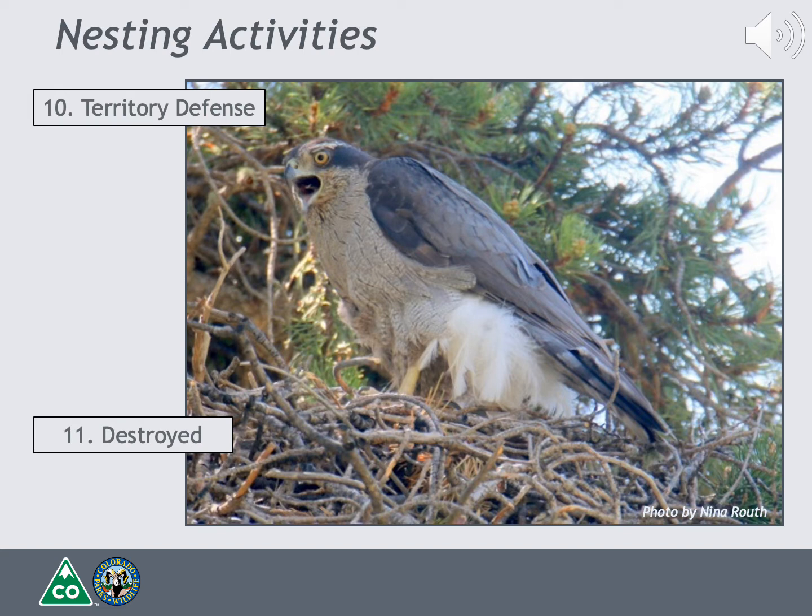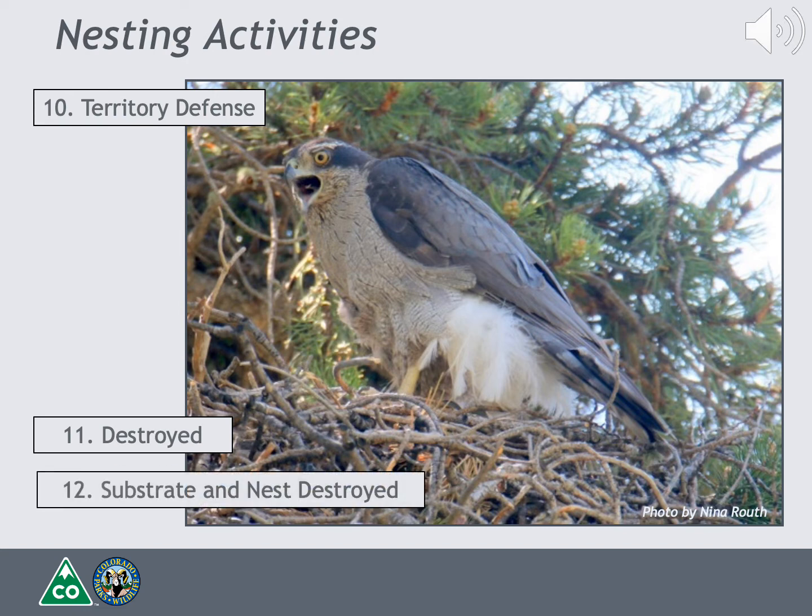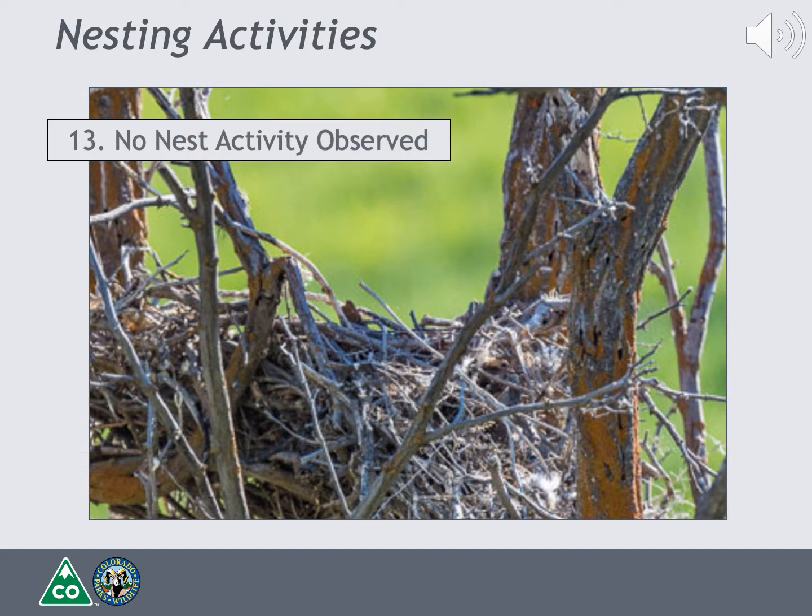Destroyed. A nest is no longer present, but the substrate on which the nest was built is still intact. An example of a destroyed nest is a stick nest that was blown out of a cottonwood tree in a windstorm. Substrate and nest destroyed. Nest is no longer present and the substrate on which the nest was built is also destroyed. An example is a dead tree holding an American kestrel nest cavity that fell over. Finally, no nest activity observed. No raptors observed in the area of the nest exhibited any of these nesting activities or behaviors.